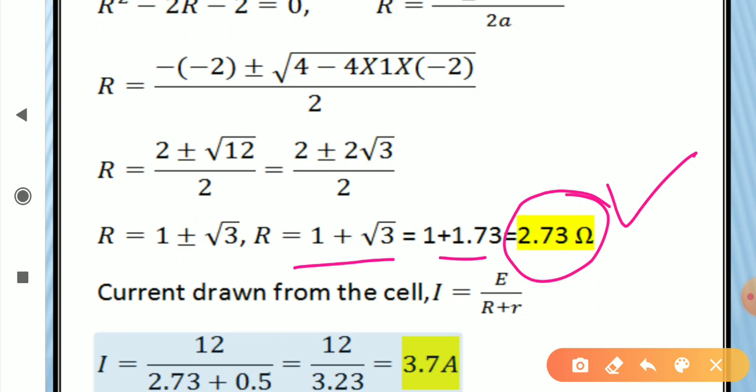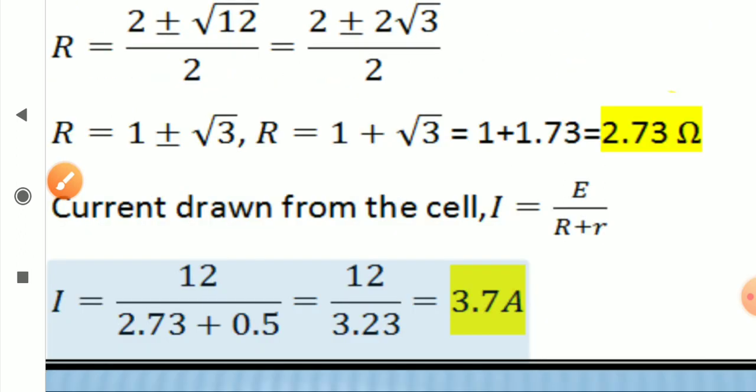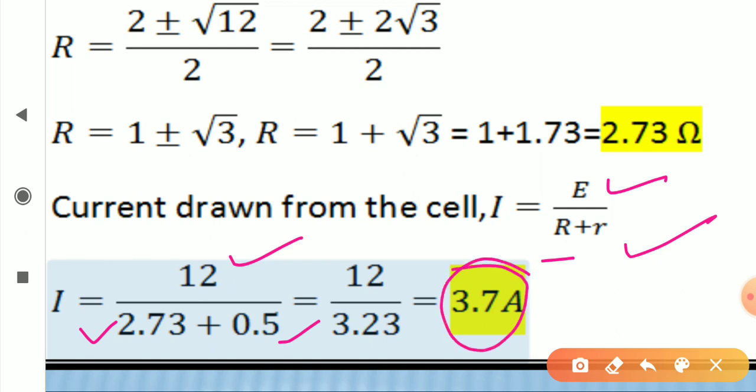Now the current drawn from the cell is E upon R plus r. We know this relation. See, the internal resistance and external resistance are in series, so our battery is 12 volt, in place of E we put 12, R is 2.73, we just found out, internal resistance is 0.5 ohm, and simplifying it, you get the current drawn from the storage battery as 3.7 ampere.